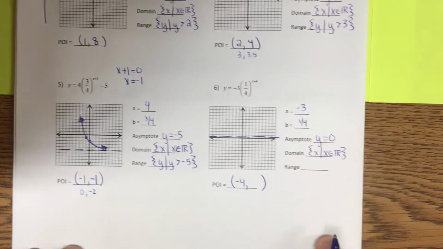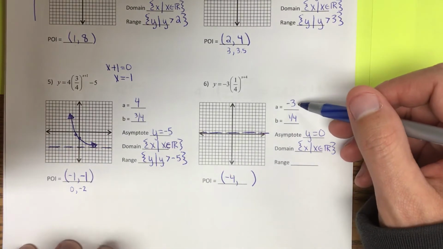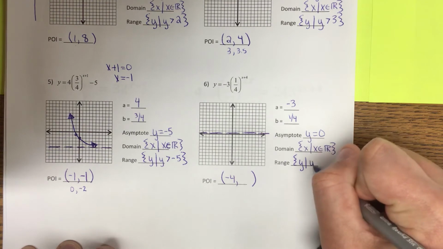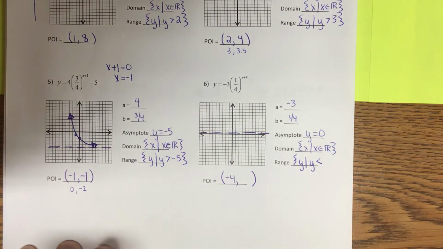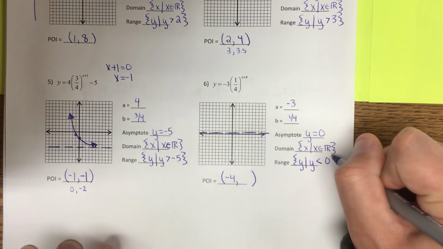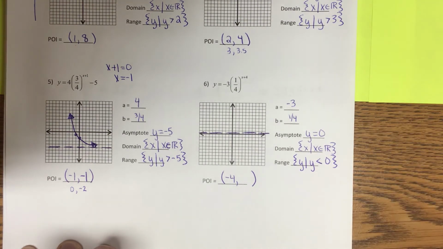And for the last one, number 6, the a value is -3. That tells me automatically that the range is going to be y is less than. The b value is 1/4. The asymptote is 0. So I'll go ahead and put that into the range. And then the domain is any real number.